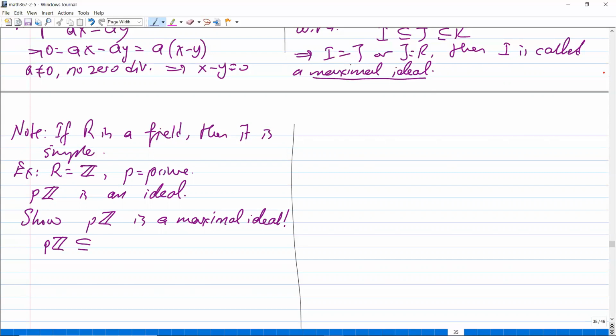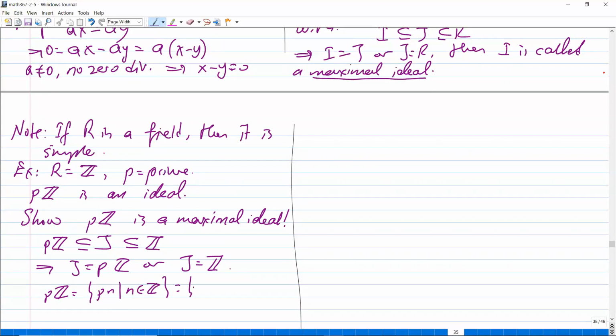So namely, you will show that if we have an ideal J in Z with this property, then either J is equal to P times Z or J is equal to Z. Remember, P times Z is the set of P times N such that N is in Z, so that it is 0, plus or minus P, plus or minus 2P, etc. So these are the multiples of P. Okay, the maximal ideal.